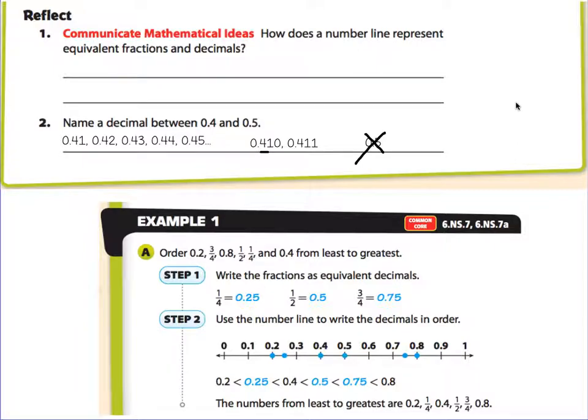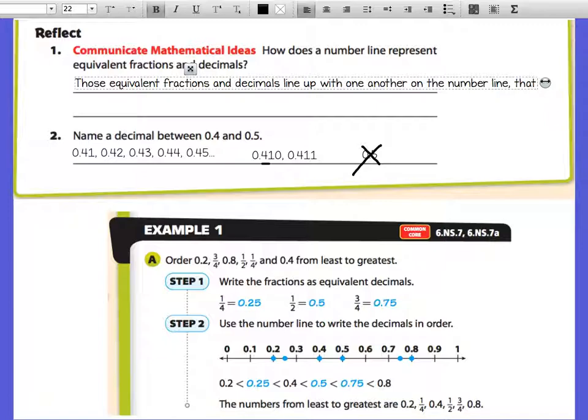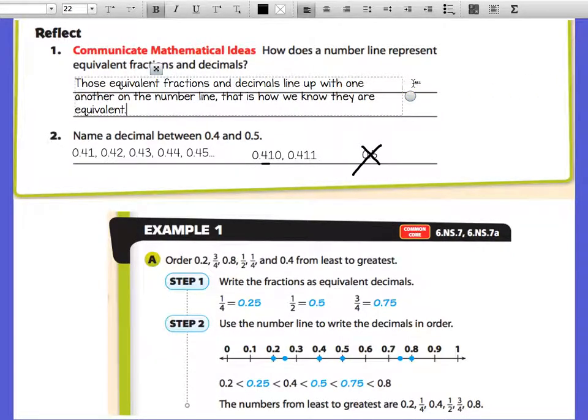Okay, and how does the number line represent equivalent fractions and decimals? Those equivalent fractions and decimals line up with one another on the number line. That is how we know they are equivalent. So if they line up on the same spot on the number line, that tells us they have to be equivalent.